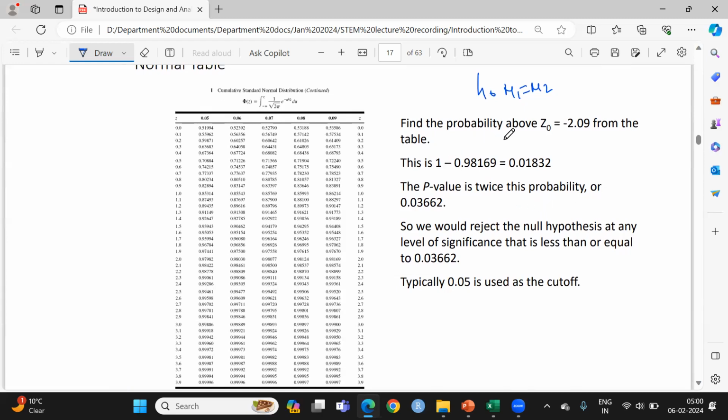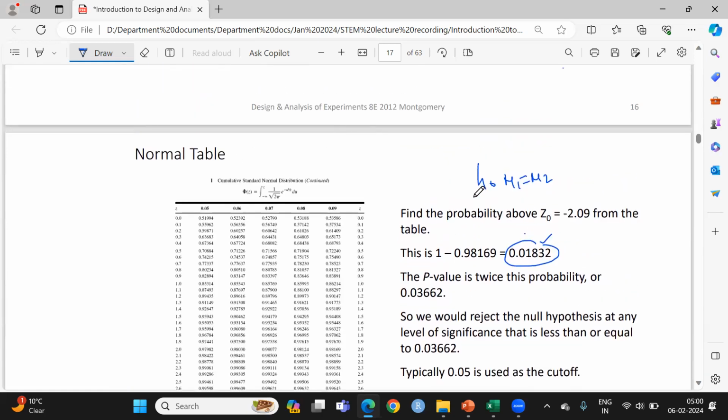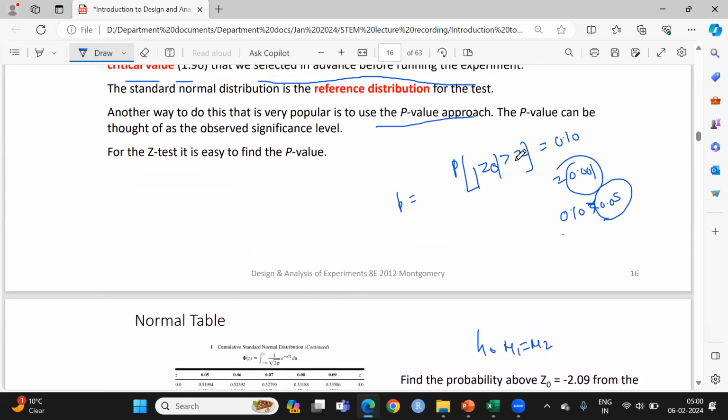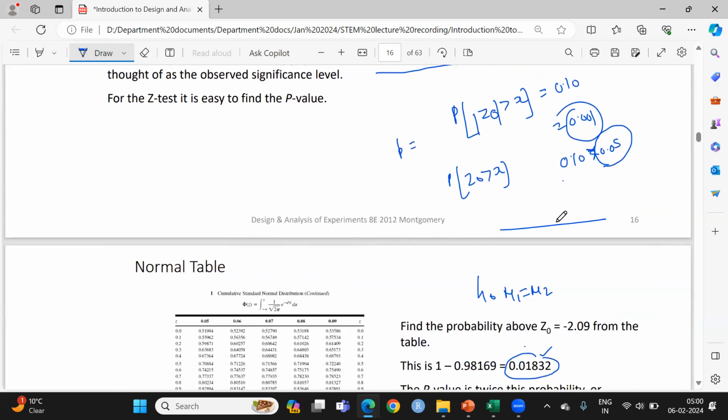Okay, so here find the probability of z naught from the table. So that gives us the p-value, this one. And because we are dealing with the two-sided test, we have to multiply this p-value by 2. The reason is that we have derived the p-value, for example in this example, by considering just the value of z greater than x. That is on one side, that is on the upper side, right?